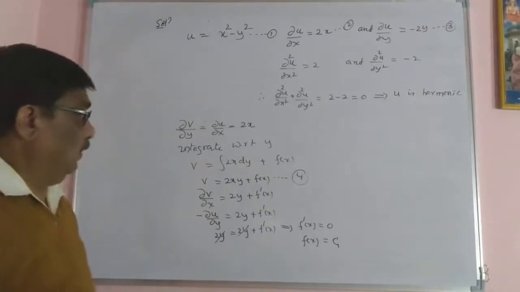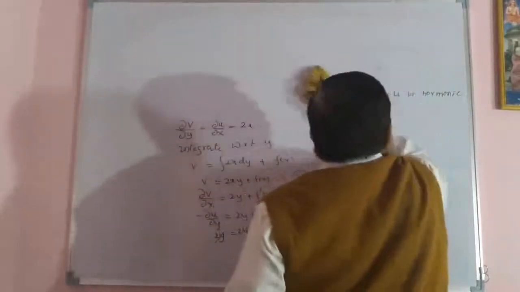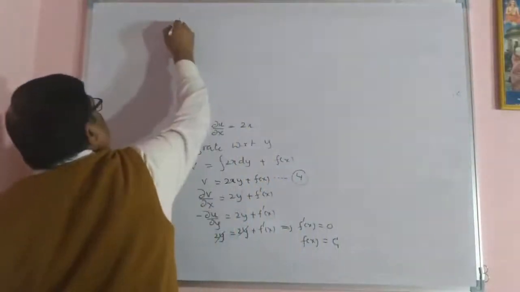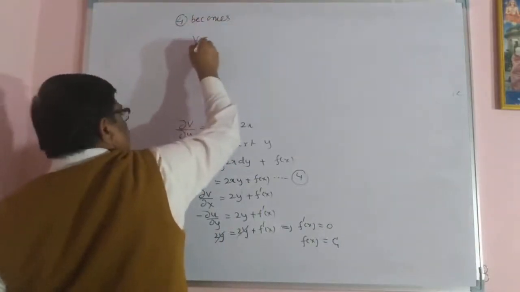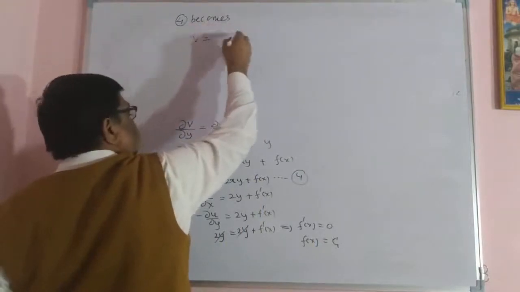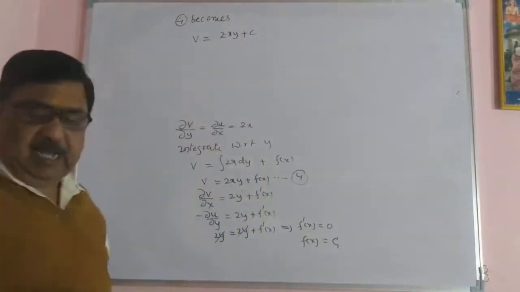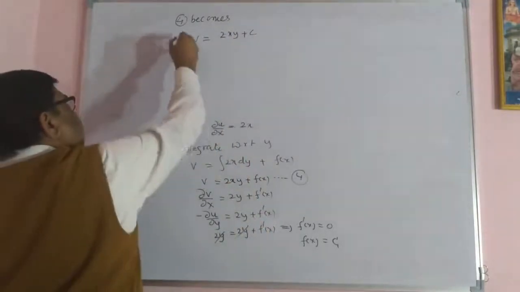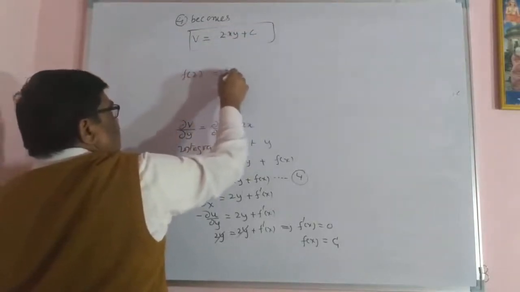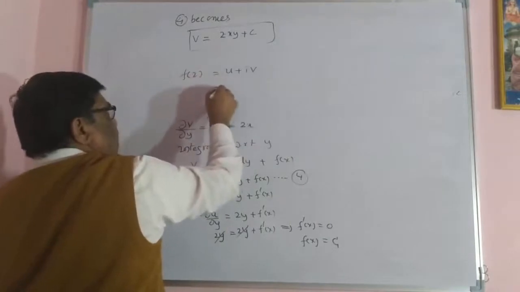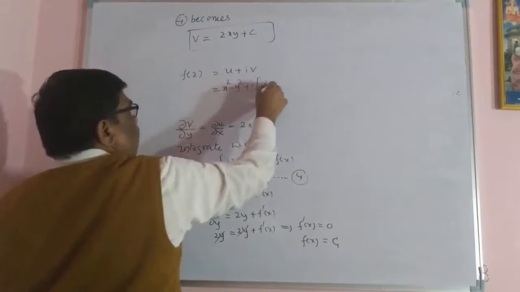Then 4 becomes v equals 2xy plus c, which is the harmonic conjugate. The analytic function is f(z) equals u plus iv. u is x² minus y², plus i times (2xy plus c).